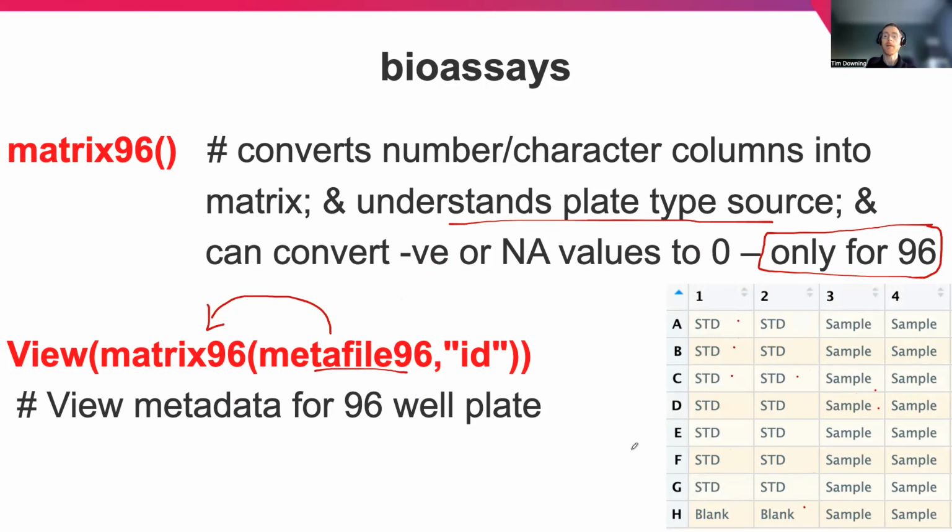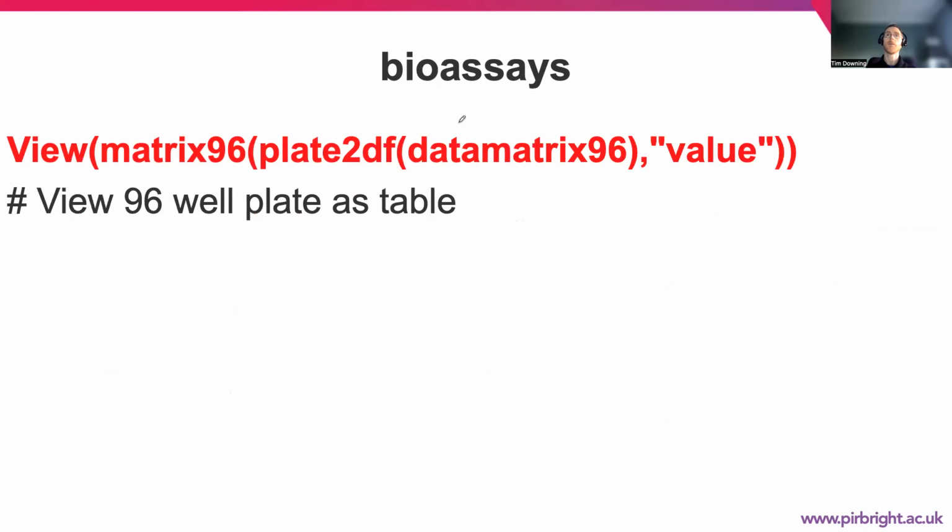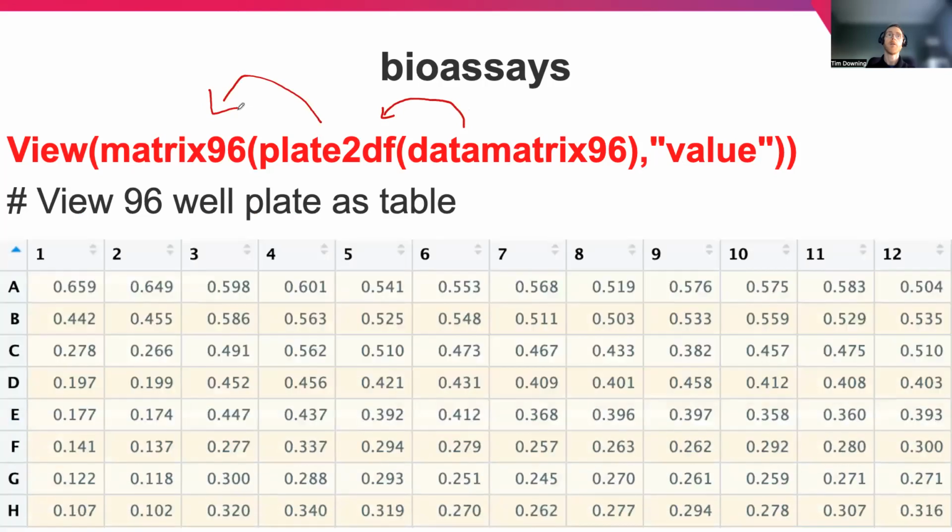So what we could do then is link these functions together. So we have the data matrix that's imported to plate_to_df, which is imported as a matrix. And then we can visualize our data like this. So we have A to H and 1 to 12 shown across there. So this is kind of our plate values that we want to look at further.